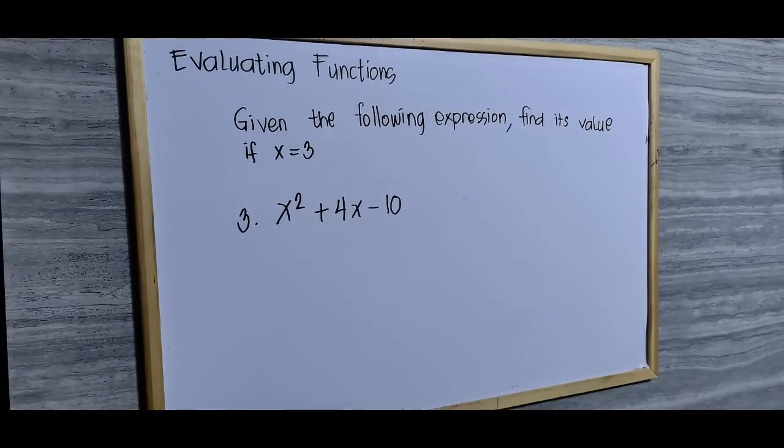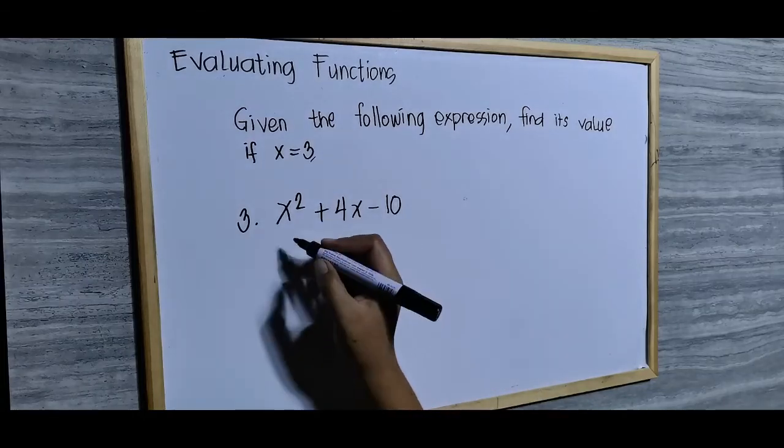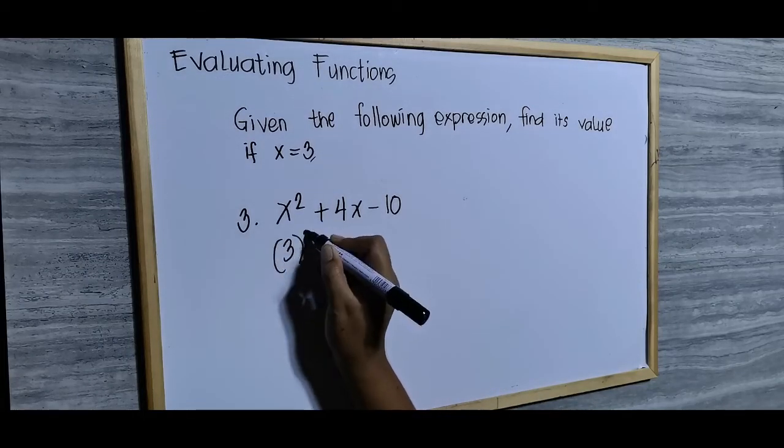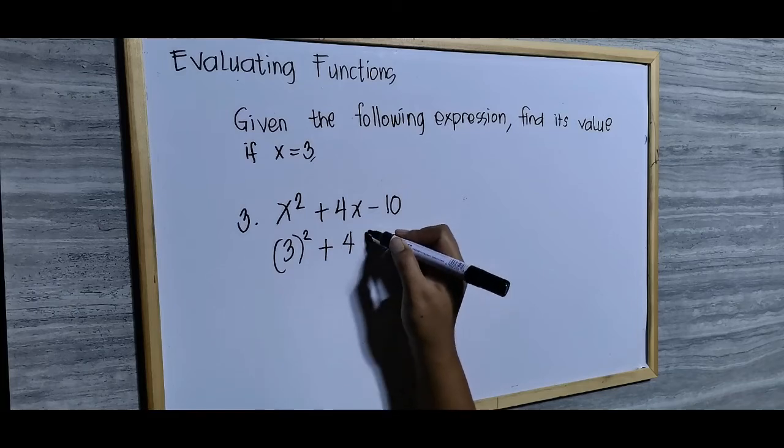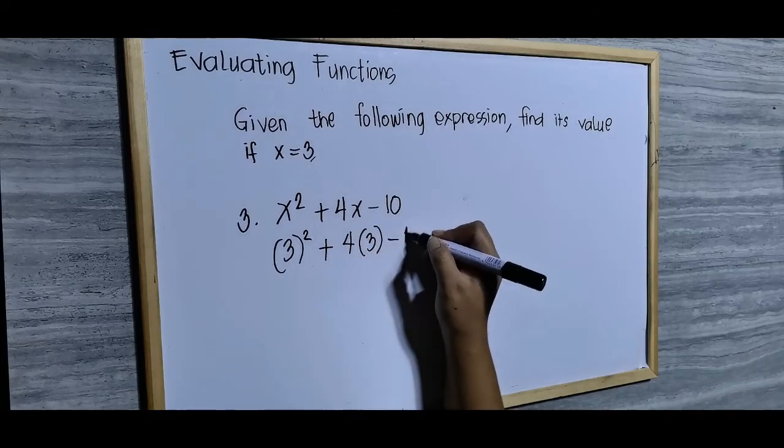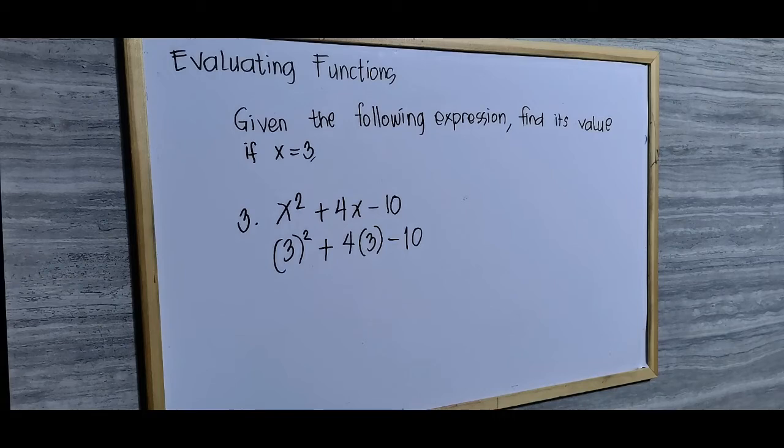Next example, we have x squared plus 4x minus 10. Given this expression, let us find its value if the value of x is positive 3. Again, our first step is to replace each letter in the expression with the assigned value, which is positive 3. So we will now have 3 squared plus 4 multiplied by 3 minus 10. Then our next step is to perform the operation in the expression using the correct order of operation.